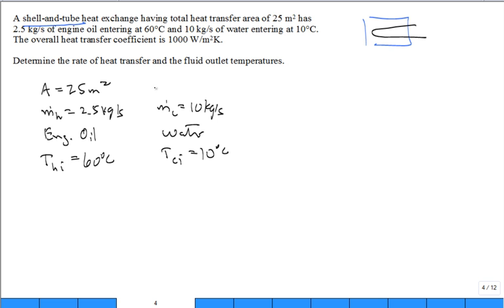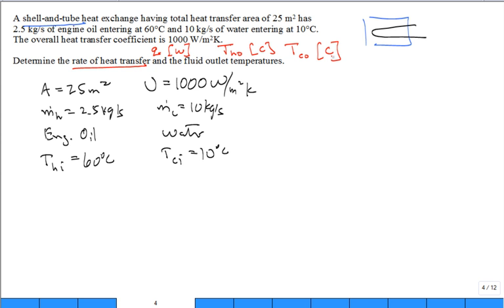The overall heat transfer coefficient U is equal to 1,000 watts per meter squared Kelvin. Determine three things. The rate of heat transfer, that's Q, we'll probably want it in watts. The fluid outlet temperatures, the temperature of the hot out in degrees C, and the temperature of the cold out in degrees C. So those are the three things we want to solve for. Should I give you a second, or you just want to see me solve it? Just see me solve it?